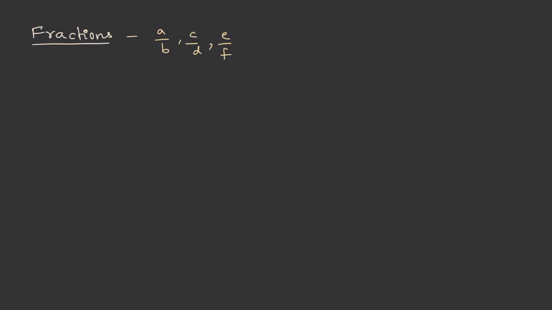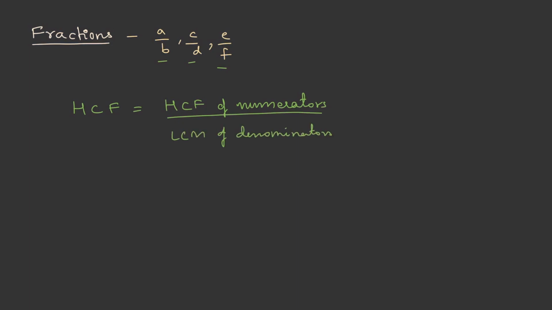In this lecture, I will be covering the problems based on fractions, decimals and ratios. Suppose we have three fractions a by b, c by d and e by f. When we have fractions, the method to find HCF is the HCF of numerators by LCM of denominators. So, in this case it will be HCF of ACE divided by LCM of BDF.